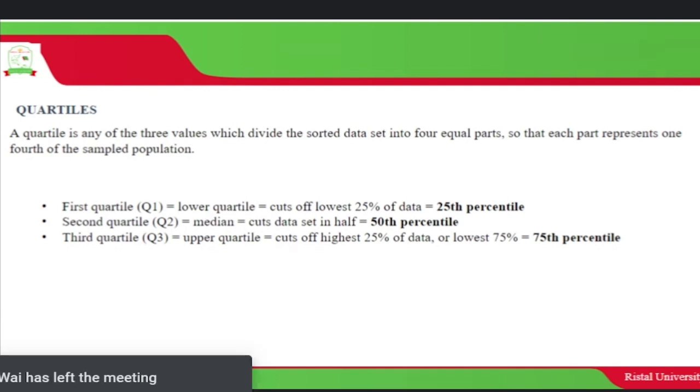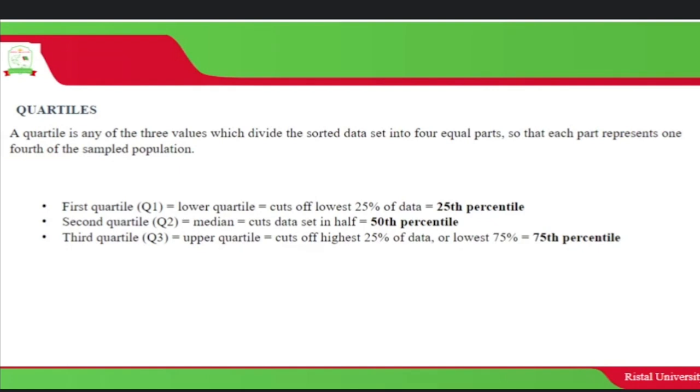Then the third quartile is the upper quartile, and it cuts off the highest 25% of the data and the lowest 75%, and it is usually called the 75th percentile. So the difference between the upper and the lower quartile is called the interquartile range.